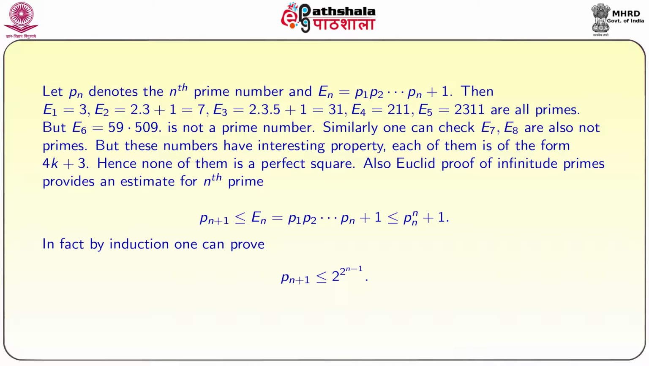But this is a very crude estimate, which means we can improve this further. In fact, by induction we can prove that Pn plus 1 is less than or equal to 2 power 2n minus 1. This is also a very big bound, and actually we can improve it further. So, Euclid's proof not only shows that the number of primes is infinite, but also gives estimates for the primes.